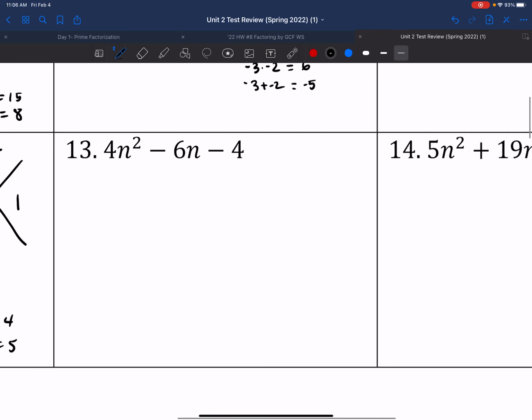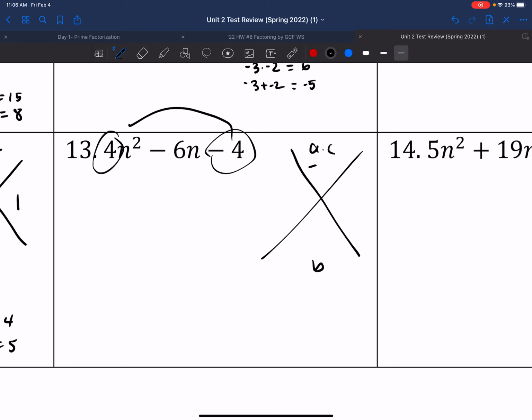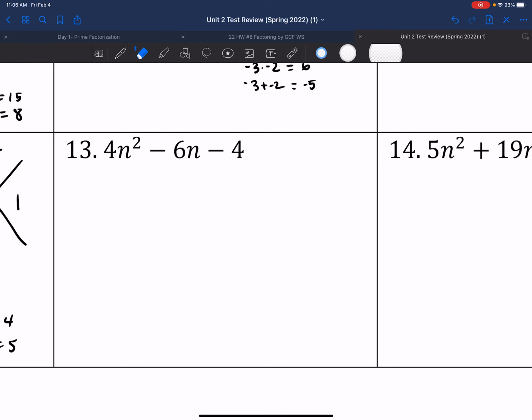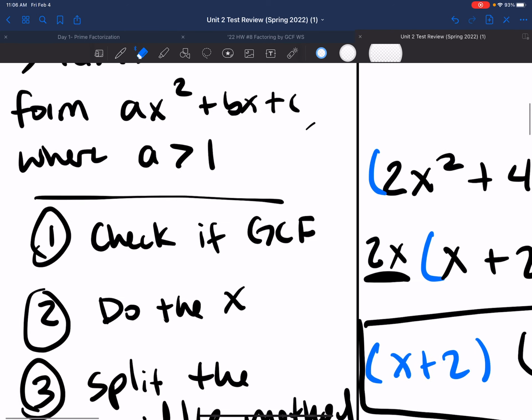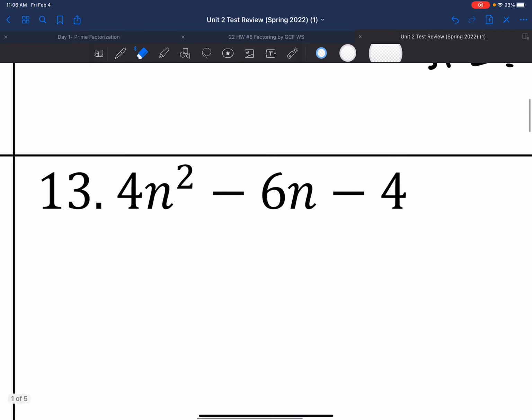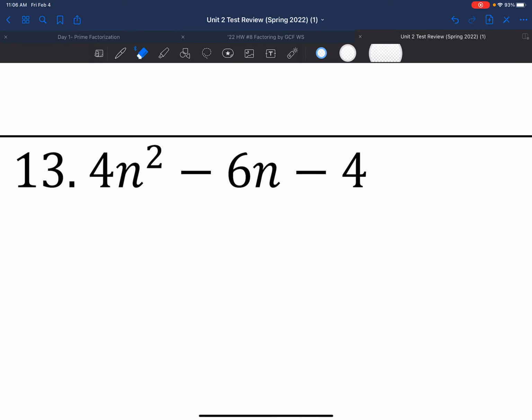Let's go ahead and do that again. So this is going to be negative 4 times 4. That's going to be negative 16. And then this is a negative 6, okay? Oh, wait. I should not do that first, because what I want to do is what? Step 1 says check if there is a GCF. So is there a GCF? Well, what number goes into 4n squared minus 6n minus 4 at the same time? Well, I'm thinking just 2. So I write a 2 here.